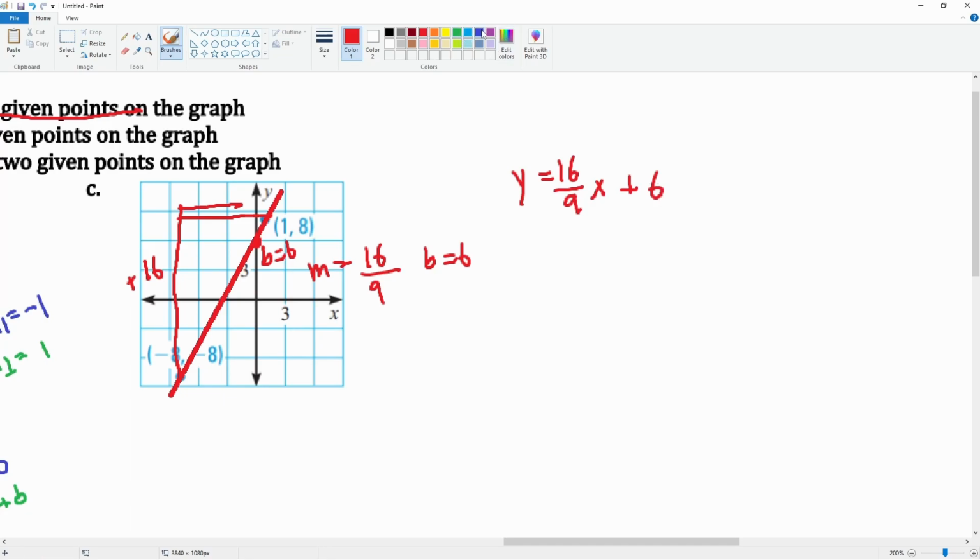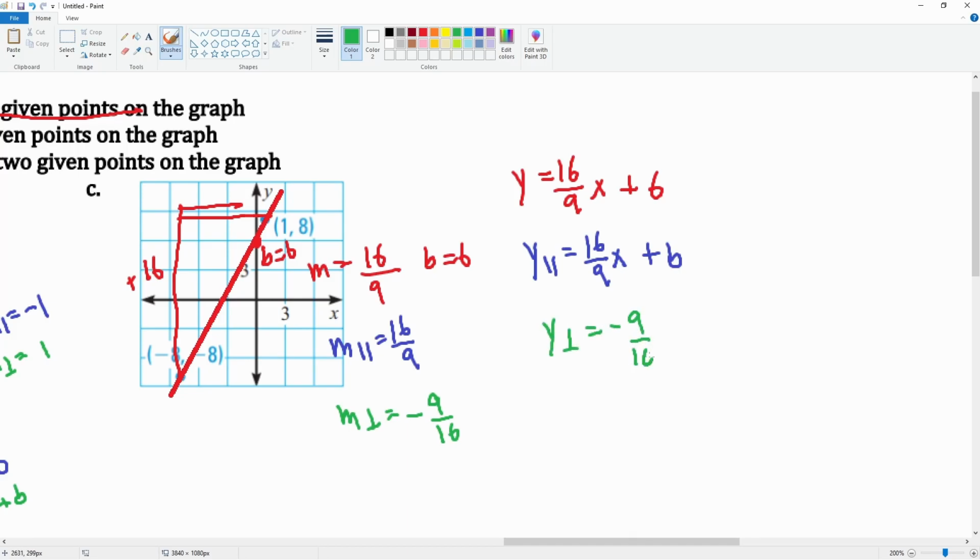That's the original. All right, let's find the parallel. The parallel, we want to find the parallel slope. It has to be the same, 16 over 9. So y parallel is 16 over 9x plus any value of b. And then perpendicular, we do the opposite, so that becomes a negative. Then the reciprocal is the flip, so it's 9 over 16. So y perpendicular is negative 9 over 16x plus any value of b.